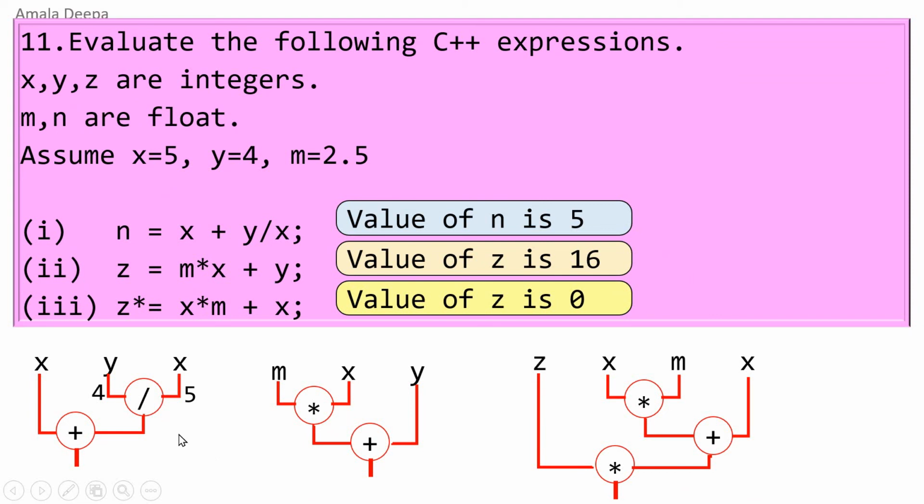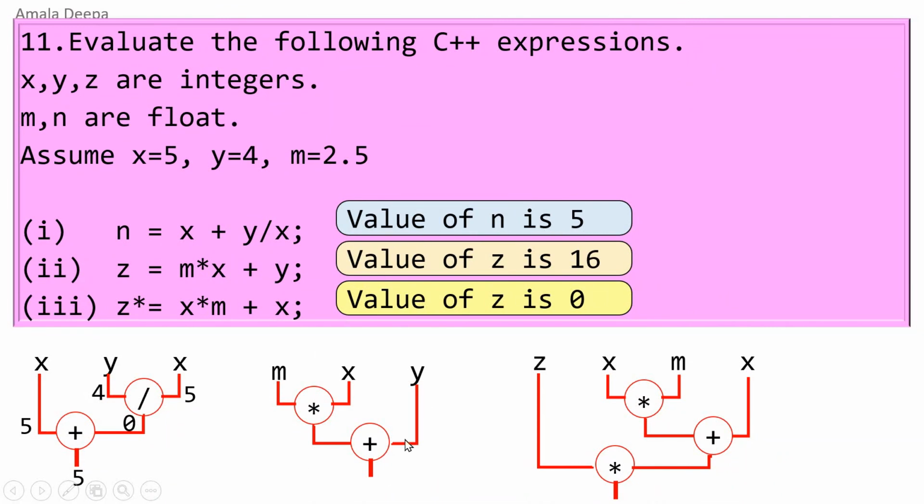But since y and x are given as integers in the question, when the numerator as well as denominator are integers, the result also will be integer. So 4 divided by 5 is 0.8, but you have to take the answer as 0. X is 5, so 5 plus 0 is 5. Therefore, the result of x plus y divided by x is 5, and that value is stored in n. Therefore, the value of n is 5.